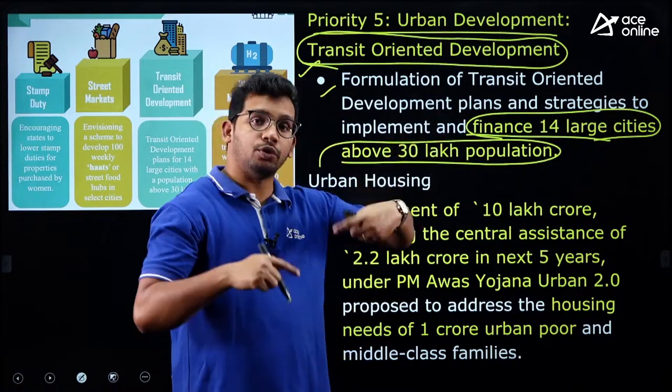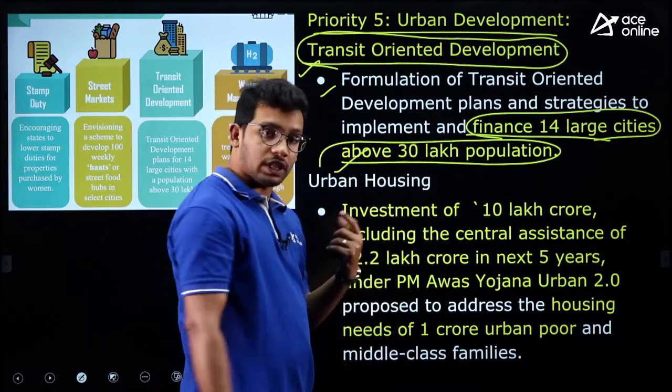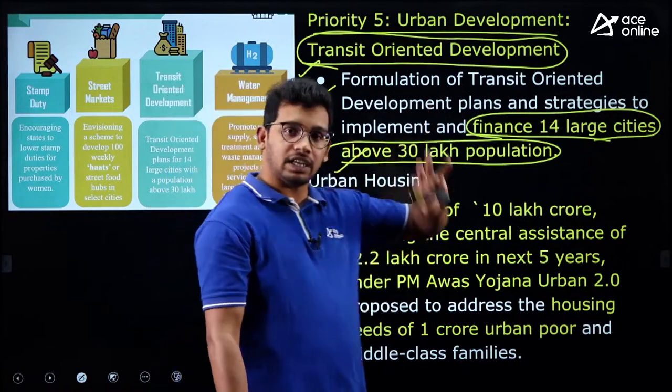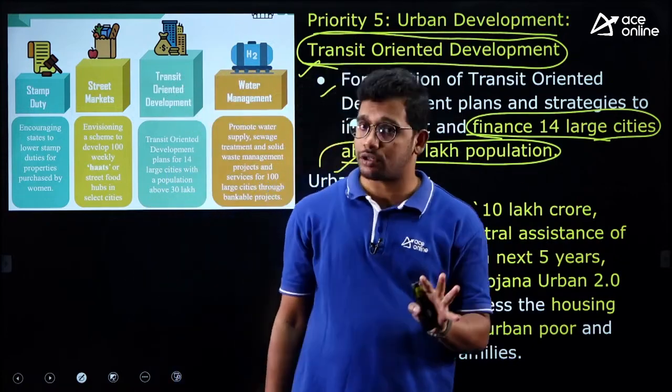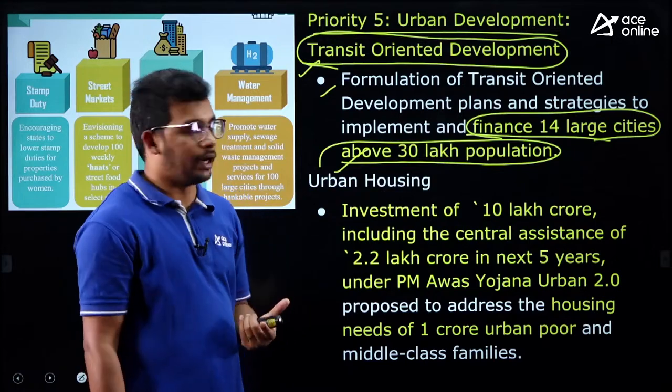Now government is going to finance the 14 cities whose population is more than 30 lakhs to develop the easy transport facilities. So this is also very important one. They may ask you directly what is transit oriented development, fine.